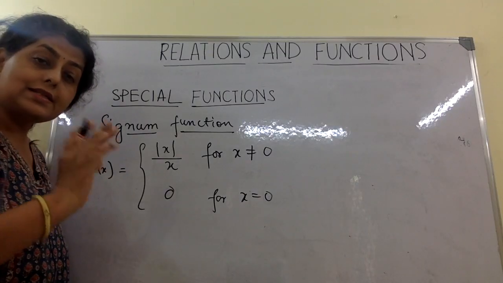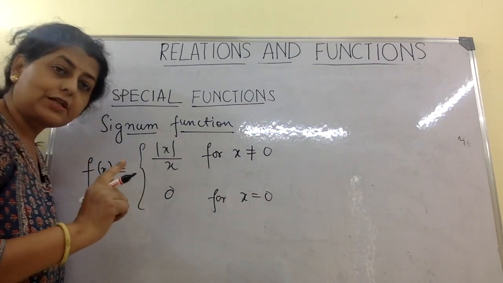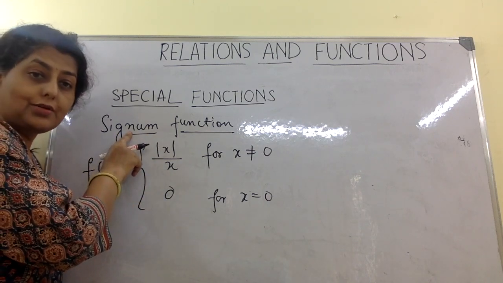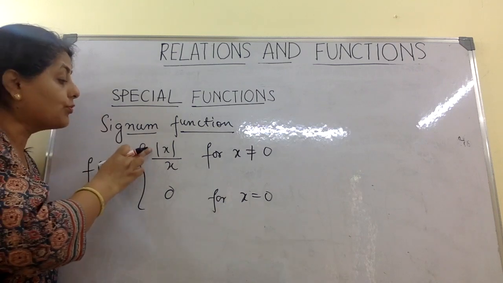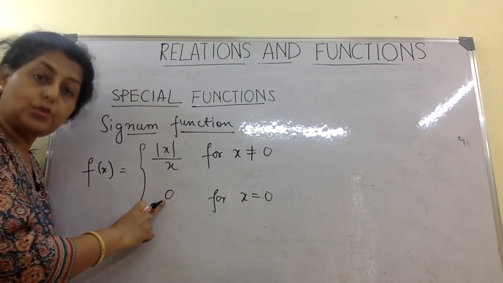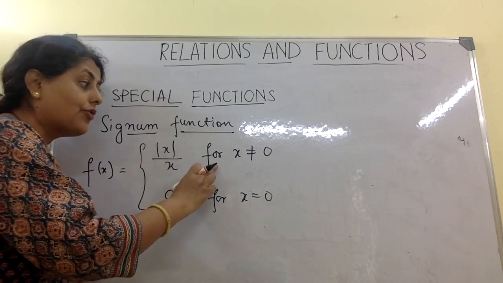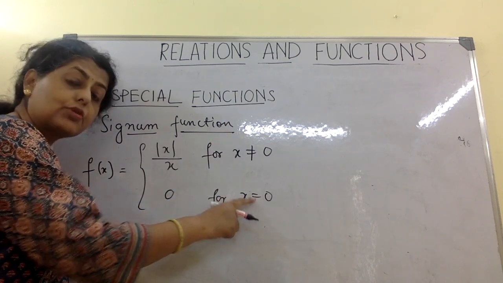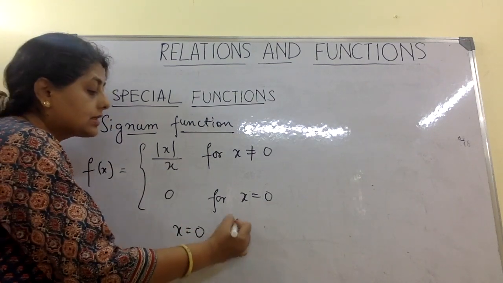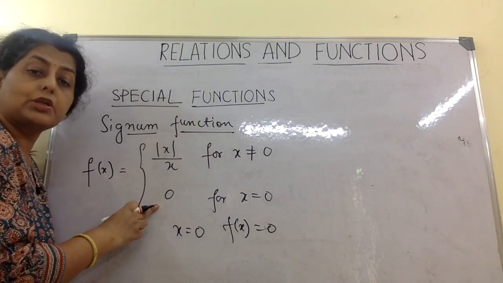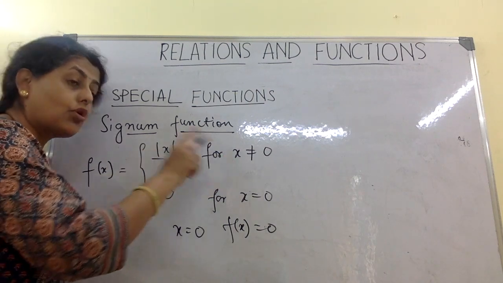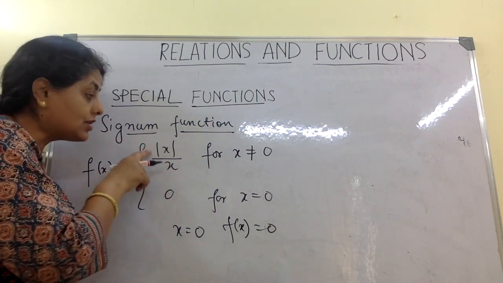The next special type of function is the signum function. In this, there is a new word for you all, so don't miss it. f(x) is defined as mod x by x for x not equal to 0, and f(x) is equal to 0 for x equal to 0. So if x is equal to 0, then f(x) is also equal to 0, no problem.